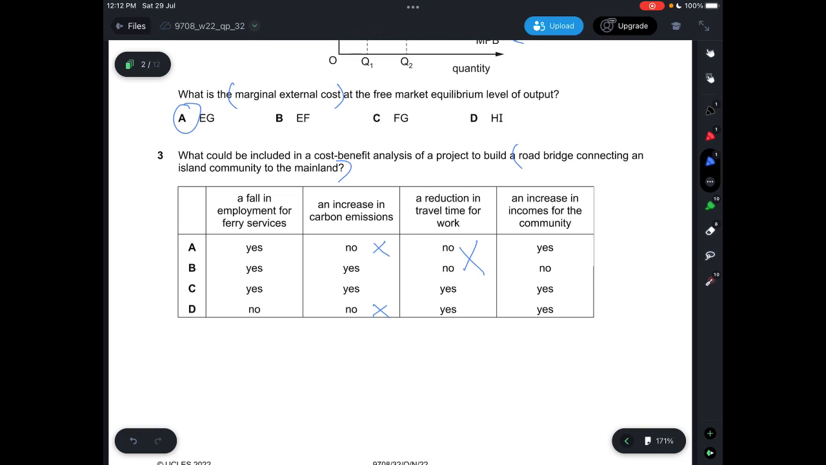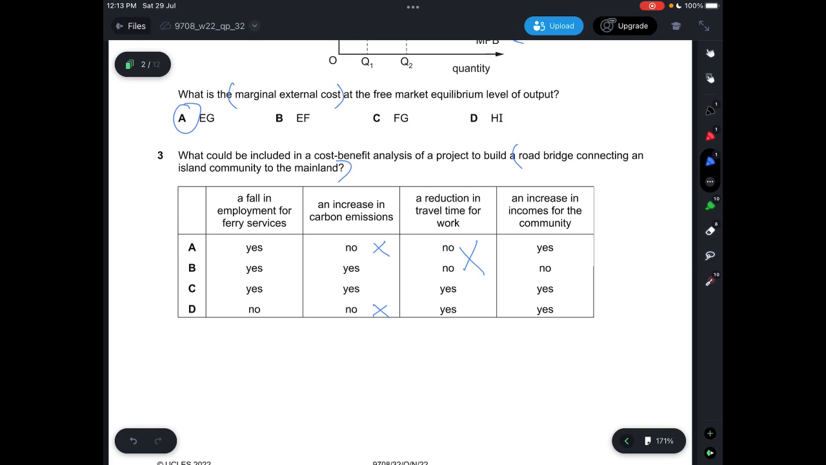And then we need to consider, if you were to build a road bridge, would it result in employment in the ferry services decreasing? And this is actually possible, because first of all, when you decide to create a road bridge, you're actually reducing the employment available, because now more people would prefer to just take the bridge. And because the bridge would be costly to produce, the companies that build this bridge would end up asking motorists to pay for the tolls, and the people who are working at these tolls will be the ones benefiting and not the people at the ferry services, because of the decrease in the usage of the ferry services to begin with.